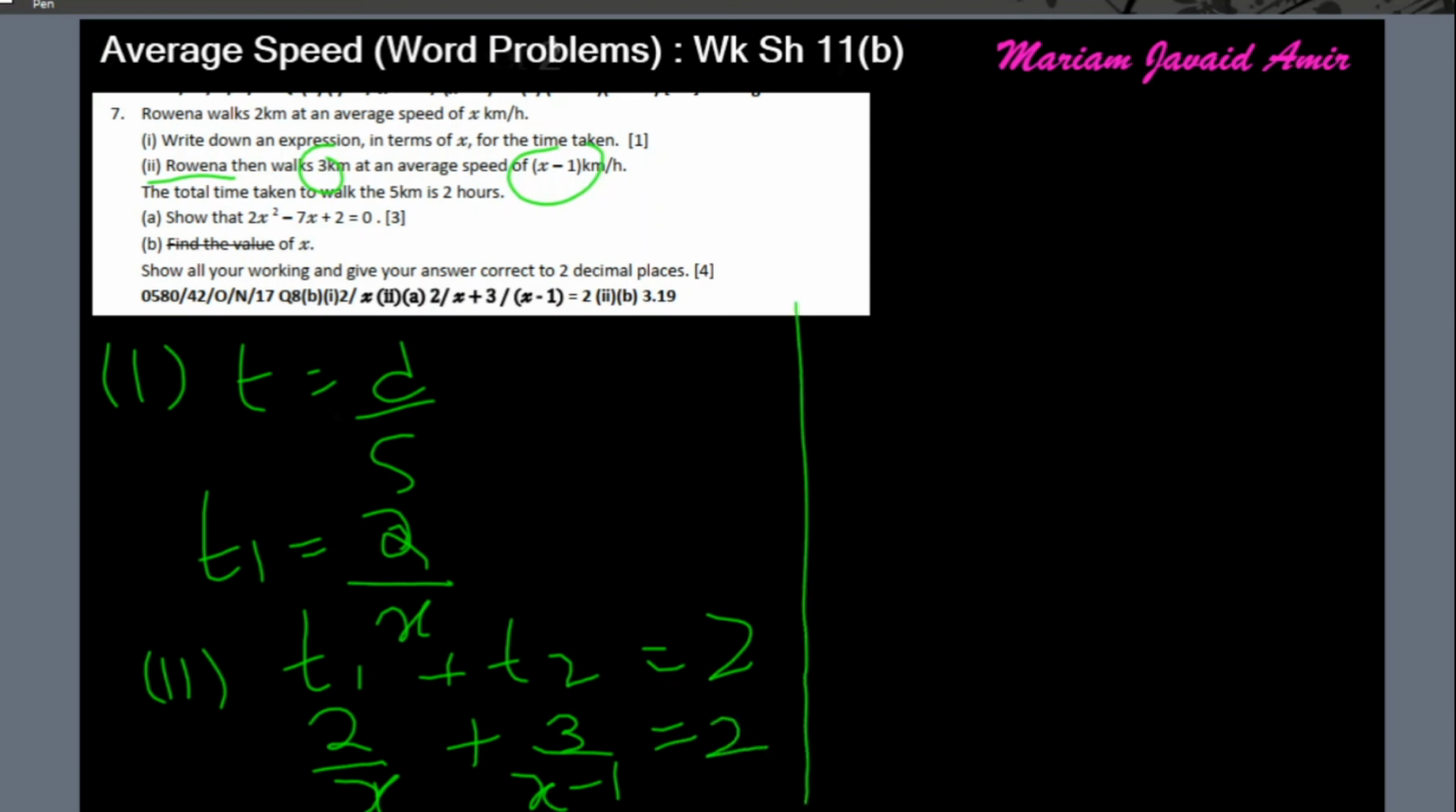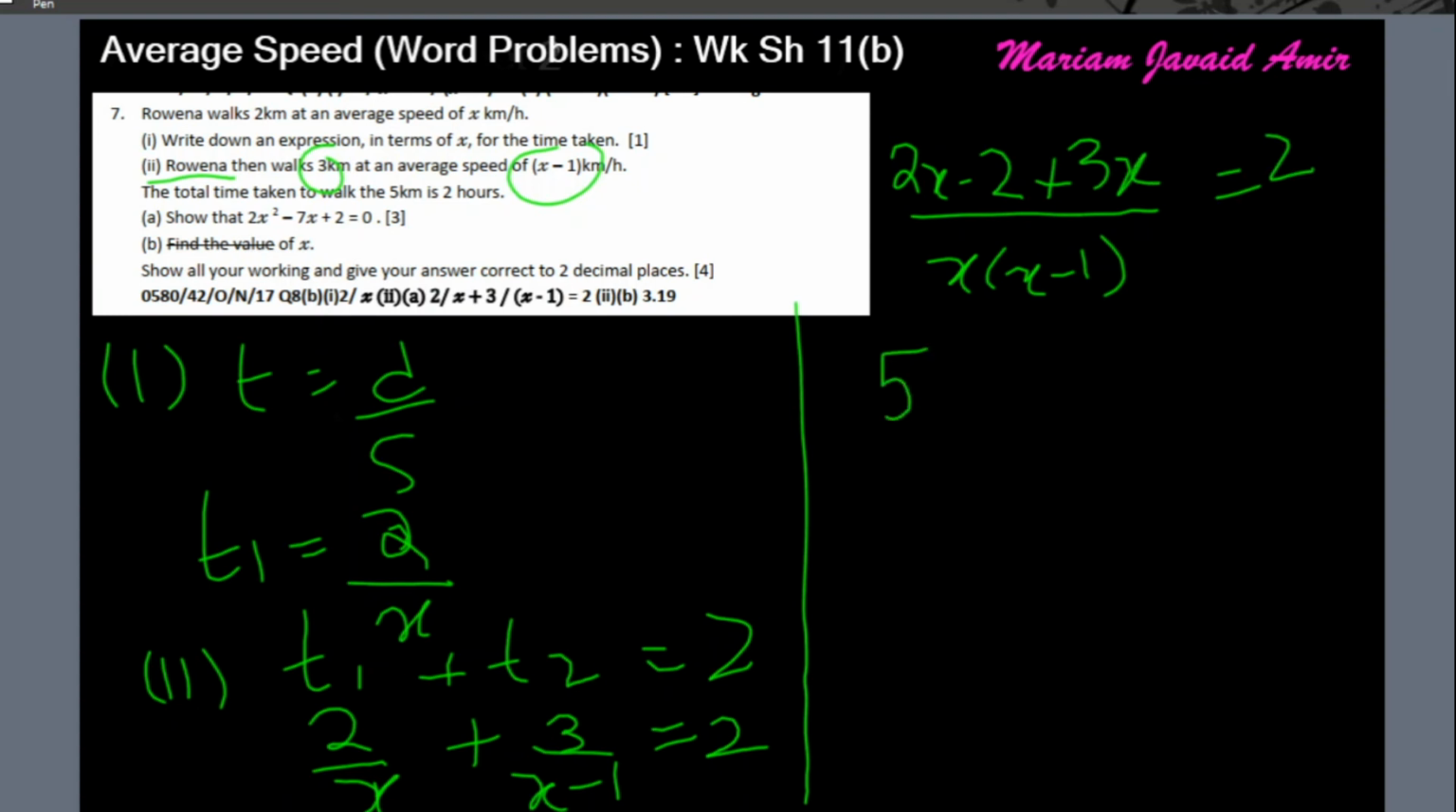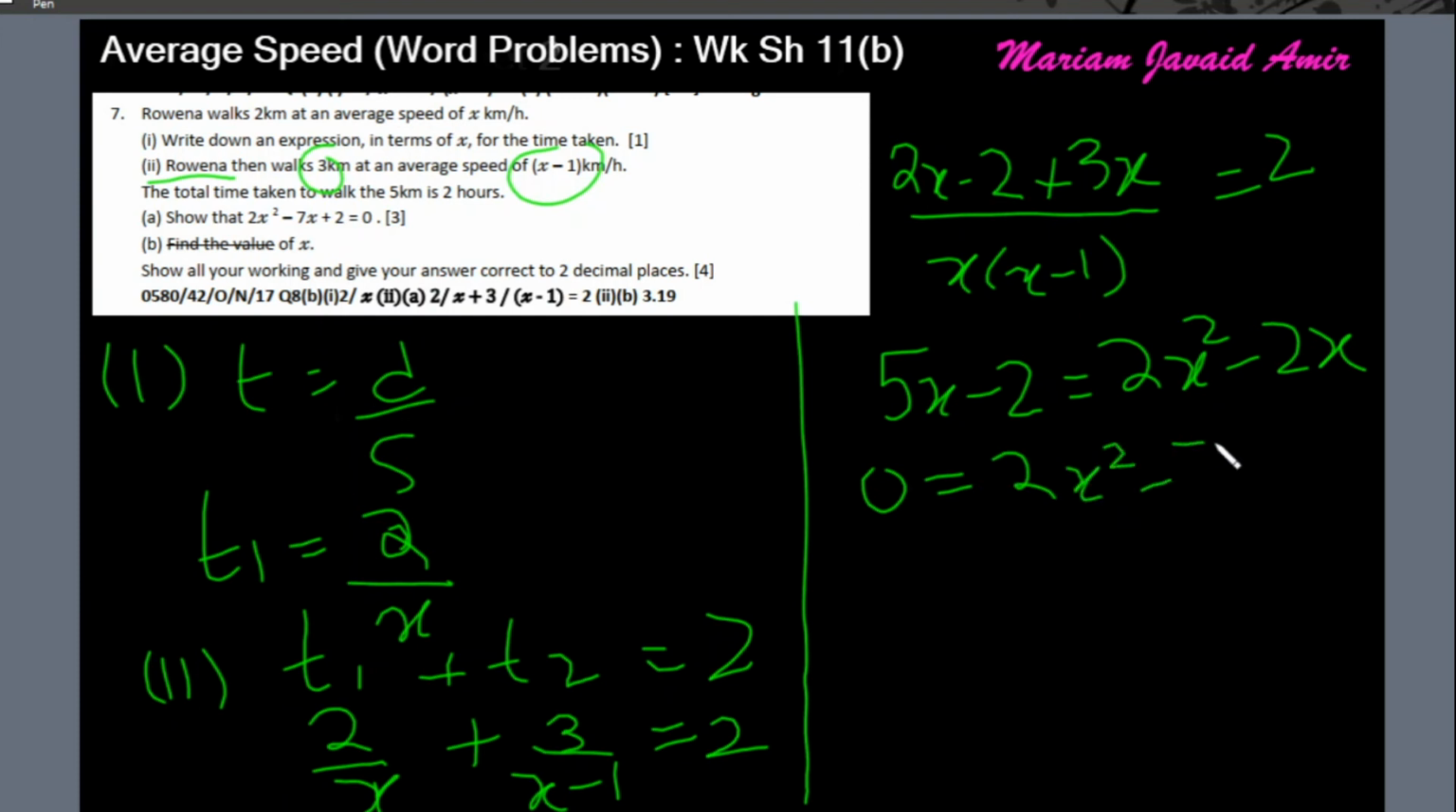Take LCM and then cross multiply. We get 2 times x minus 1, which is 2x minus 2, plus 3x equals 2 times x times x minus 1. This becomes 5x minus 2 equals 2x squared minus 2x, which gives us 0 equals 2x squared minus 7x plus 2, which is the equation we were supposed to show. And part B is: showing all your working, give your answer, find the value of x.